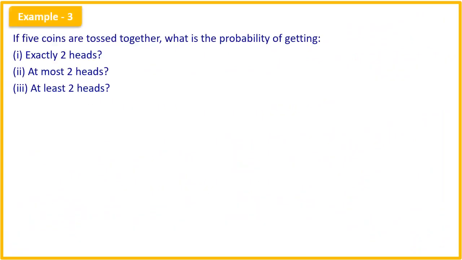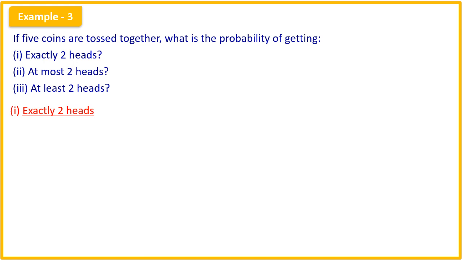Let's go with the third example, where it is asked, if 5 coins are tossed together, what is the probability of getting number 1 exactly 2 heads, number 2 at most 2 heads, and number 3 at least 2 heads. We'll go with the first part, exactly 2 heads. Now when we are tossing 5 coins together, our denominator will be 2 to the power of 5. Even if we toss one single coin for 5 times, our denominator will be 2 to the power of 5. Those are called total possible occurrences.